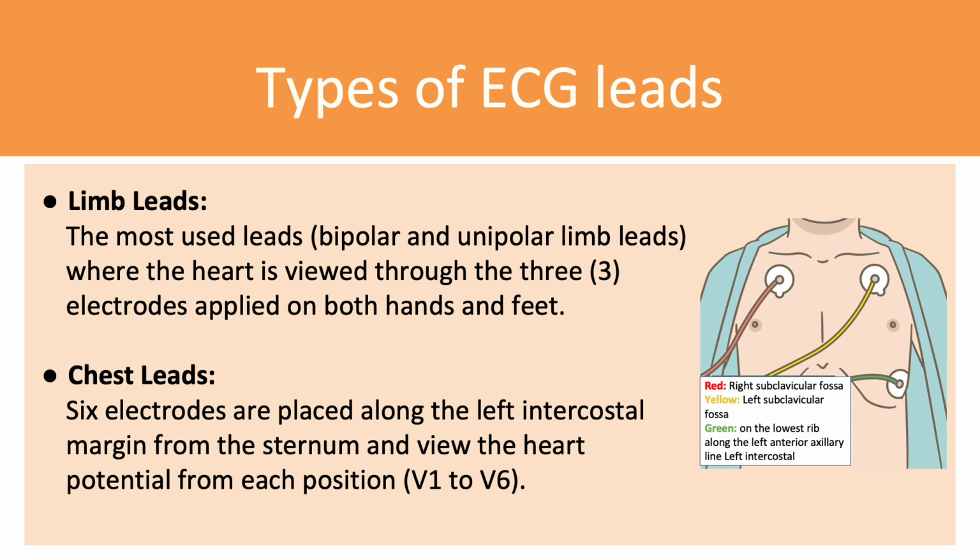There are two types of ECG leads, limb leads and chest leads. Limb leads are the most commonly used leads where 3 electrodes are applied on both hands and feet to view the heart. 3 bipolar leads and 3 unipolar limb leads can be observed in these leads. For chest leads, 6 electrodes are placed along the left intercostal margin from the sternum to view the heart potential from each position. Thus, 6 potentials can be observed. Since 12 potentials can be observed from these two types of leads, they are called the standard 12-lead ECG.